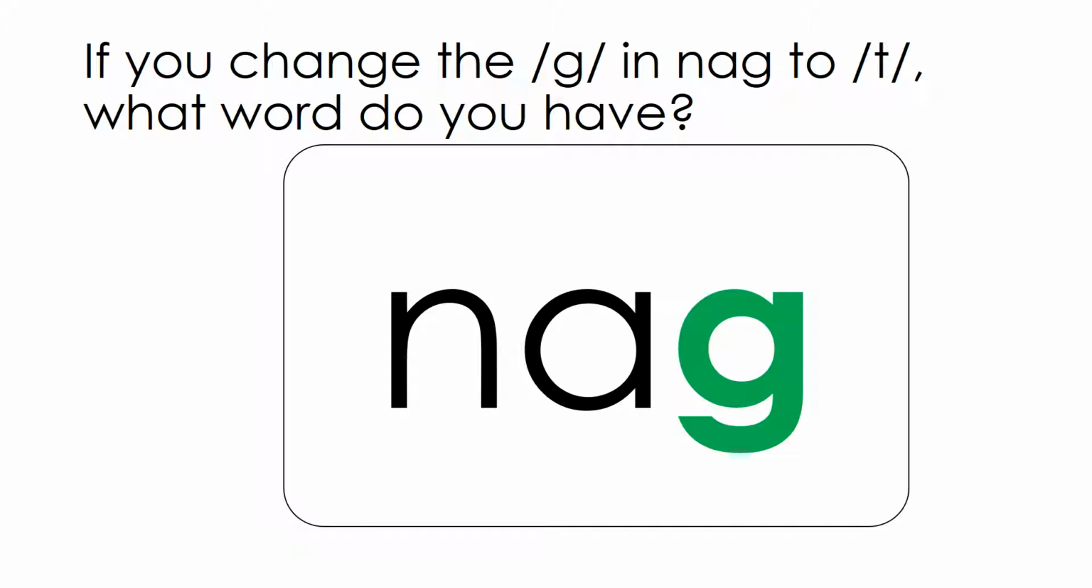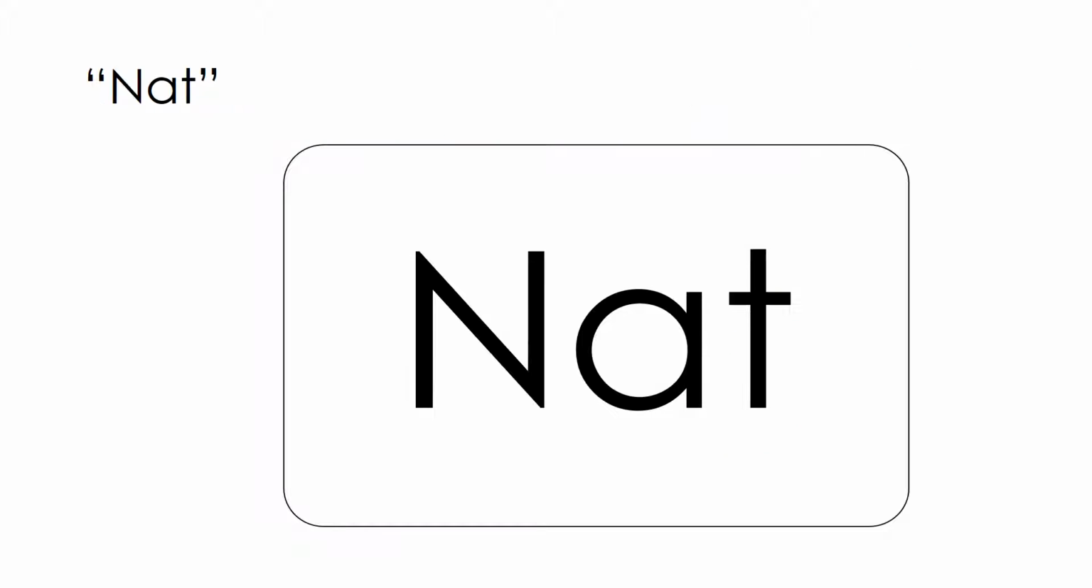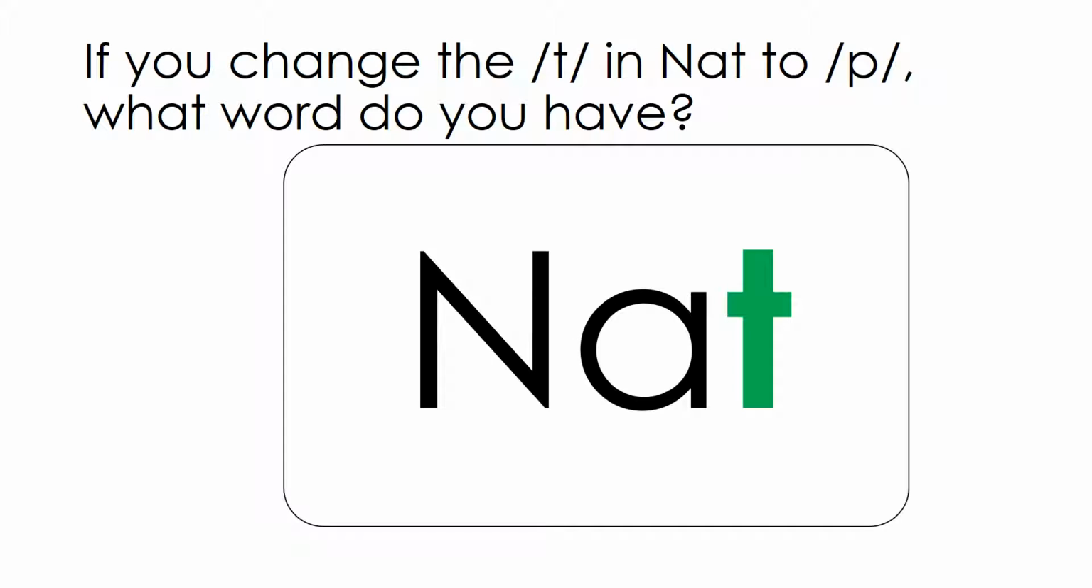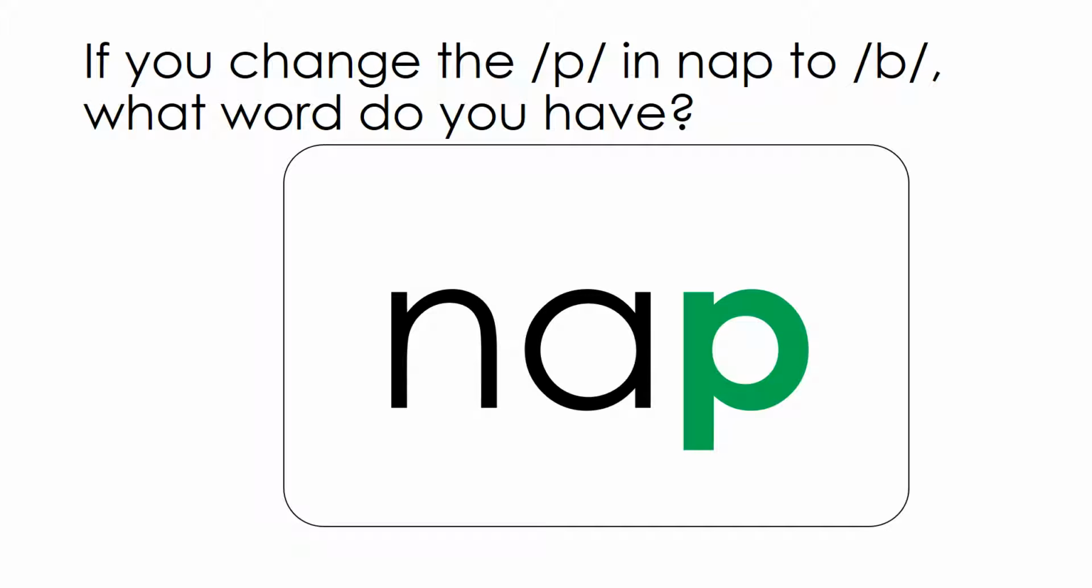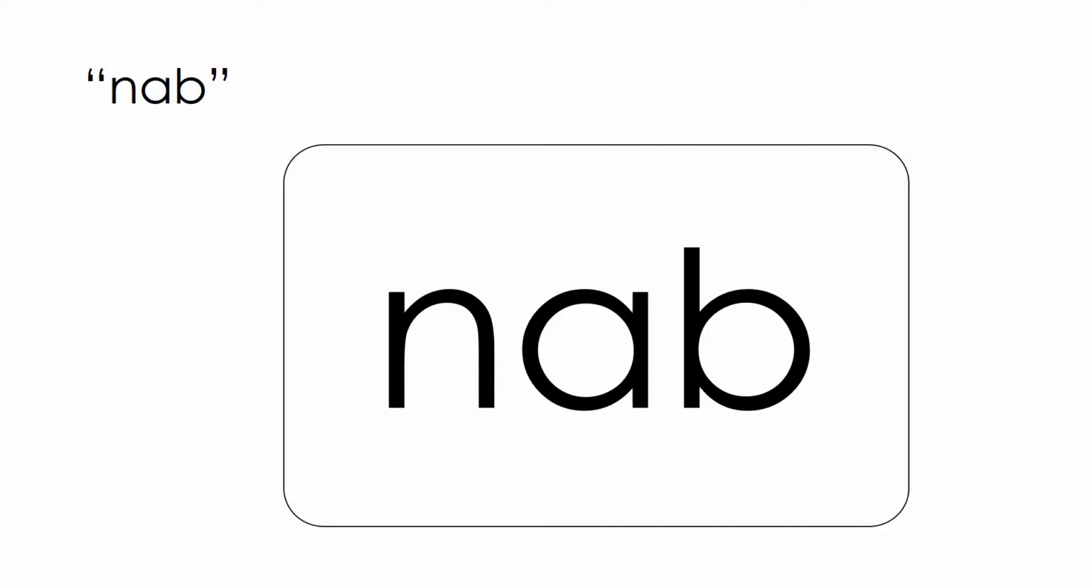If you change the g in nag to t, what word do you have? Gnat. If you change the t in gnat to p, what word do you have? Nap. If you change the p in nap to b, what word do you have? Nab.